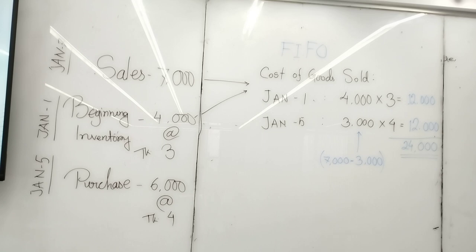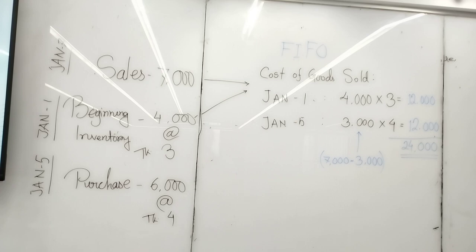We have in January 1 we are taking the whole 4,000 units of beginning inventory at 3 taka, which will amount to 12,000, and then the remaining 3,000 will be taken from the January 5 rate, which is 4 taka, and we'll be multiplying that 3,000 units with 4, which will amount to again 12,000. So the total cost of goods sold in FIFO method will be 24,000 taka.